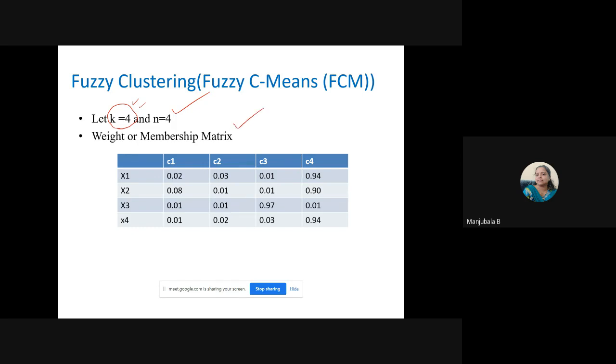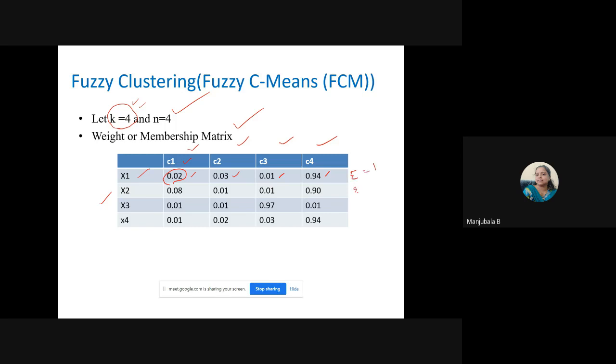We have 4 data points, 1, 2, 3, 4, and we have 4 clusters, C1, C2, C3, C4. This is the layout of the membership matrix. This entry represents the membership of the point x1 with respect to C1 is 0.02, with respect to C2 is 0.03, with respect to C3 0.01, with respect to C4 is 0.94. If you add these values, the summation will be 1. So the total weight will be 1.